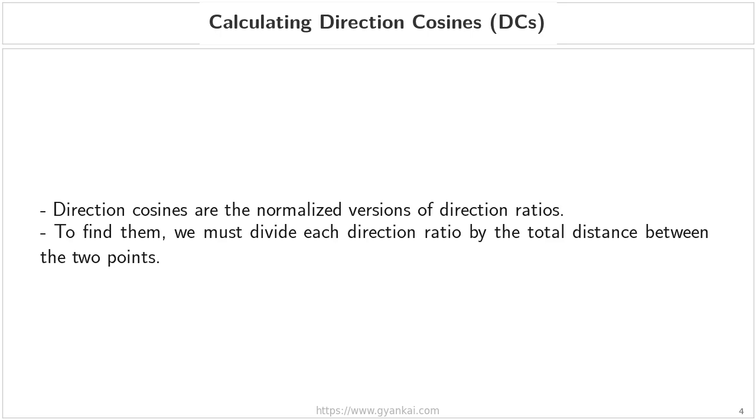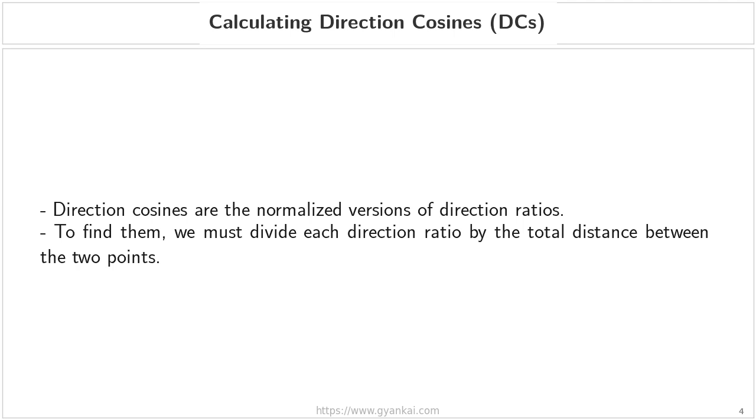Calculating direction cosines, DCs. Now that we have successfully calculated our direction ratios in the previous slide, let's move on to the next step, finding the direction cosines. You can think of direction cosines as the normalized versions of the direction ratios we just found. In mathematics, normalizing simply means scaling our values so that they fit a specific standard. In this case, we want to scale our ratios so that the resulting vector has a magnitude of exactly 1.